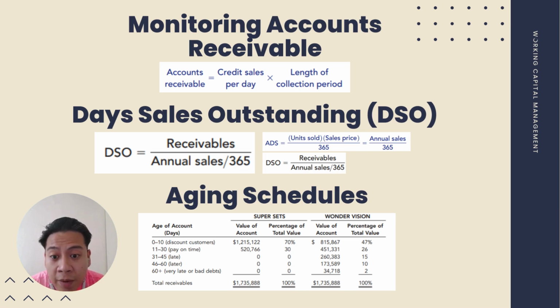Then you have late payments: 31 to 45 days is 15%, and then 46 to 60 days is 10%, and over 60 days, that would be very late or bad debts, is 2%. So that would be a total of 100%. With past dues, as Wonder Vision has, the credit policy may need to be tightened.